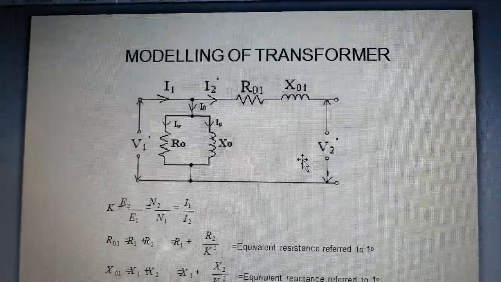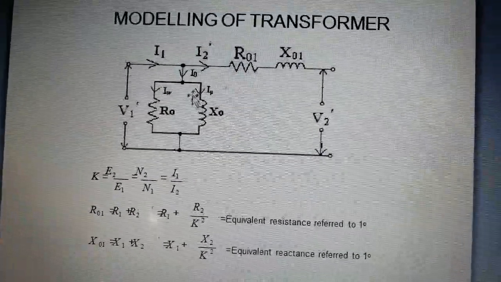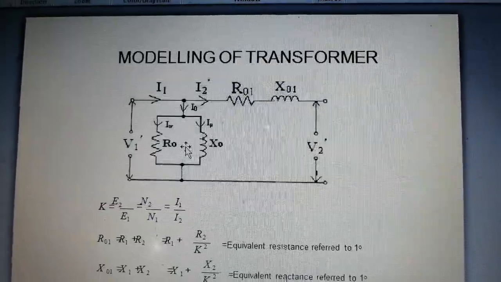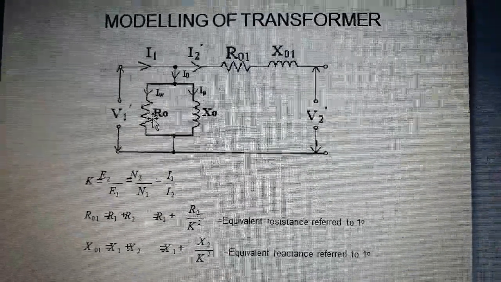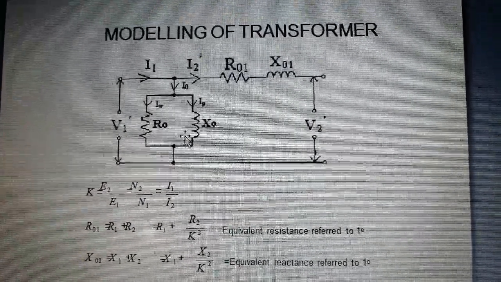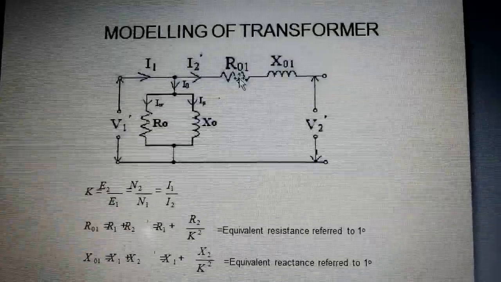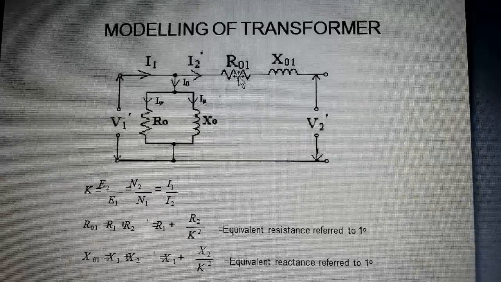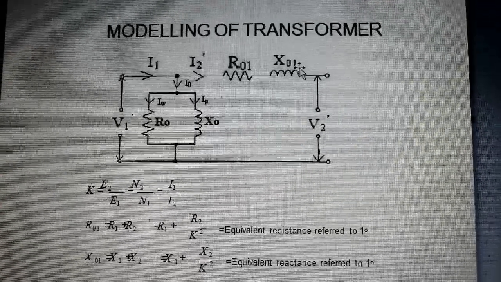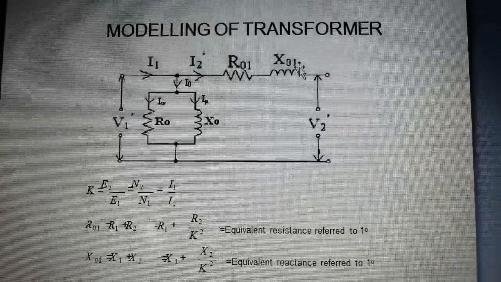How to model the transformer? This is the equivalent circuit model of the transformer. Magnetizing resistance and reactance of the transformer. R01 is the total equivalent resistance of the transformer as referred to primary. X01 is the total equivalent reactance of the transformer as referred to primary.